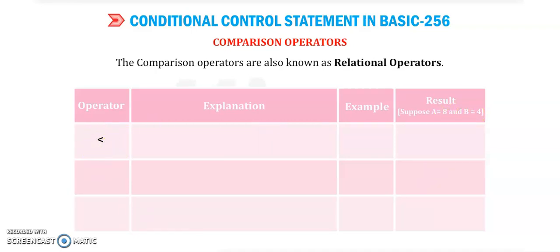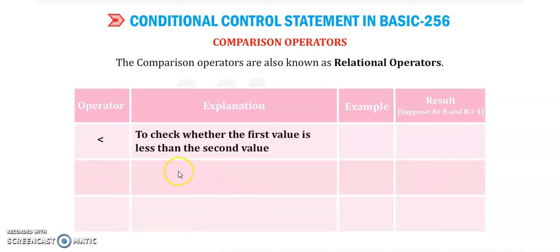This is the less than operator. It is used to check whether the first value is less than the second value. A less than B, the answer will be false. 8 less than 4 is false because 8 is bigger than B.